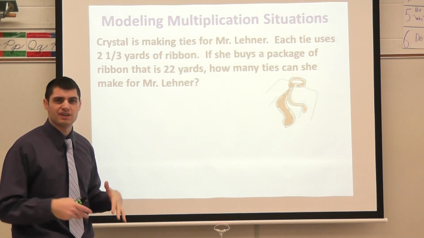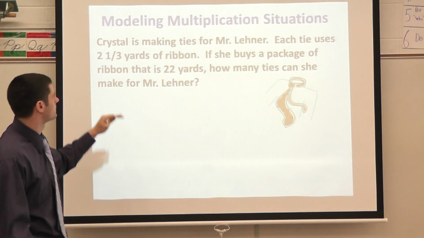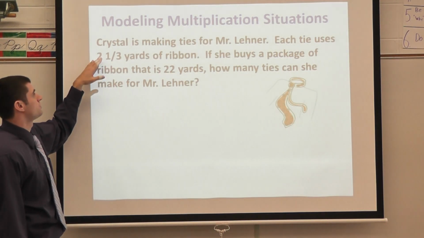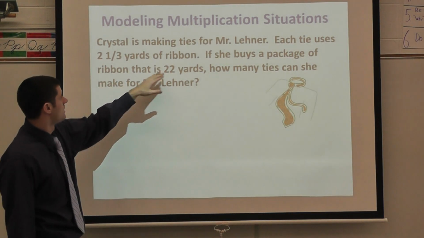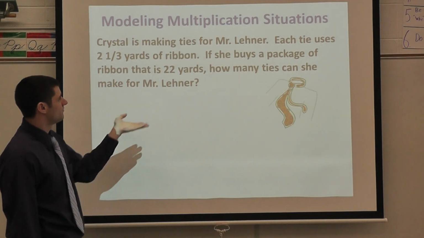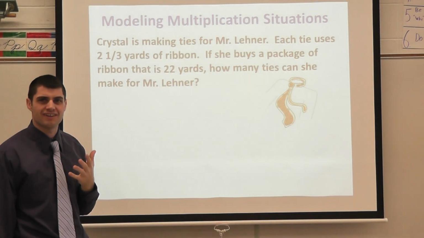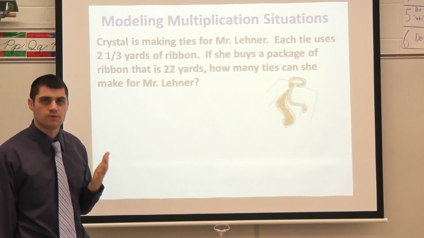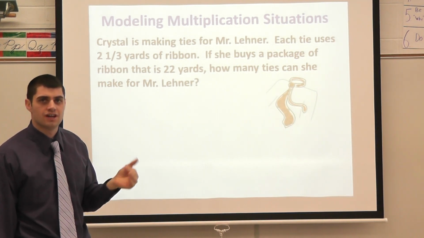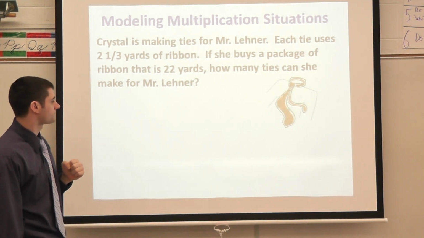Let's say I'm going to estimate 10 ties. Let's just figure this out. I know that 10 times 2 would be 20 yards, and 10 times 1/3 might take me a little bit higher. It means I might not have enough for 10 full ties. So I'm going to try something close. Let's try 9, see if that works.